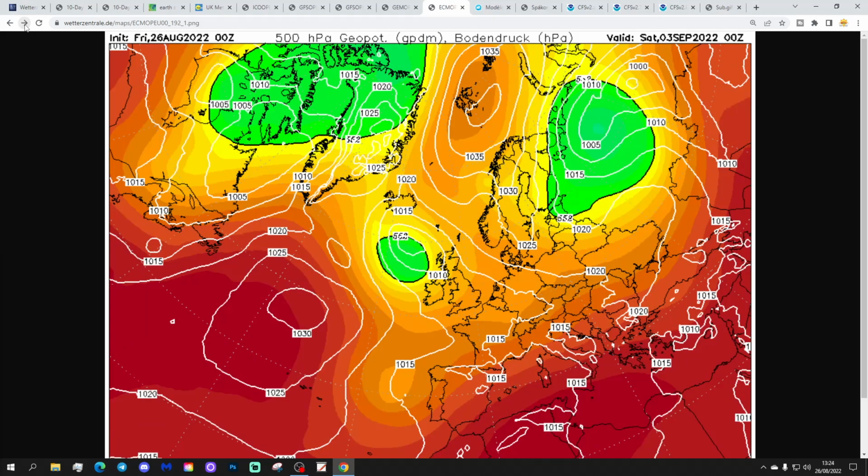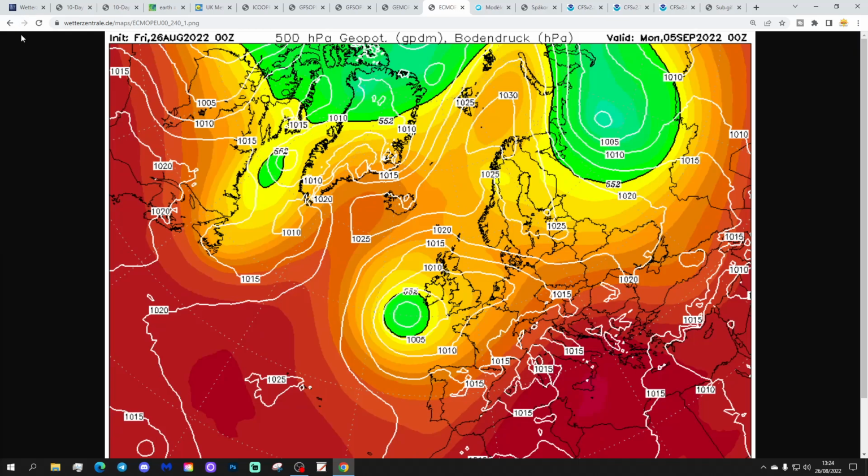And so, yeah, the low pressure breakthrough turns things increasingly unsettled, probably quite wet for Ireland, England, Wales by day 10, which is 5th of September. Scotland, close to that blocking area of high pressure, gets more of an easterly type flow.